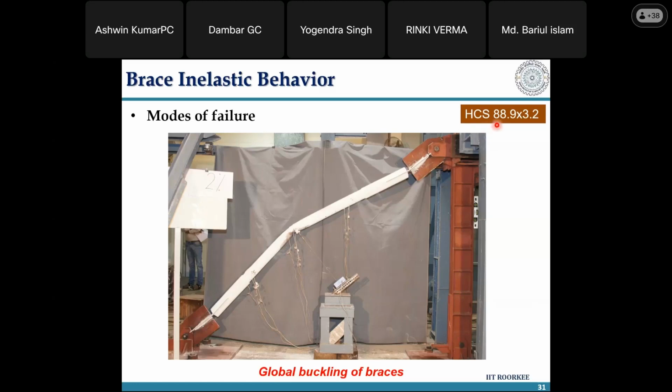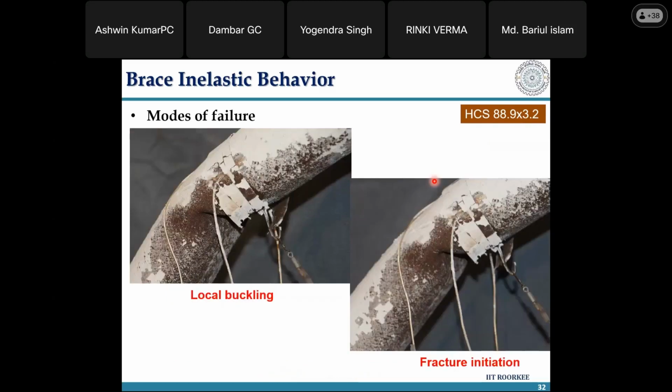This is a brace of 88.9 external diameter by 3.2 thickness. You can see visibly the global buckling in the member. Then local buckling is looking like this. I mean, these are strain gauges stuck around it. Visibility, a little less clarity. This is a string pot that is there to measure the lateral deformation. Here you can see a small bend in the member.